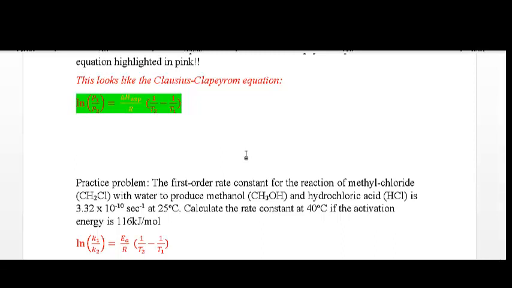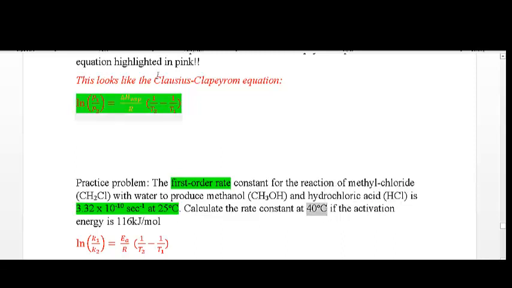So here we have a first order constant, okay, first order, so that's something you should definitely highlight and star, put an asterisk by, so it's going to have all those first order equations, half-life and what have you. For the reaction of methyl chloride with water produces methanol and hydrochloric acid, the rate constant is 3.32 times 10 to the minus 10 inverse seconds at 25 degrees. So notice we quote a rate constant K at a temperature.